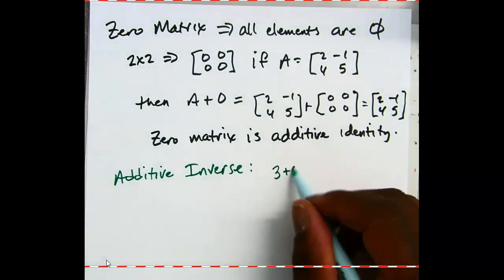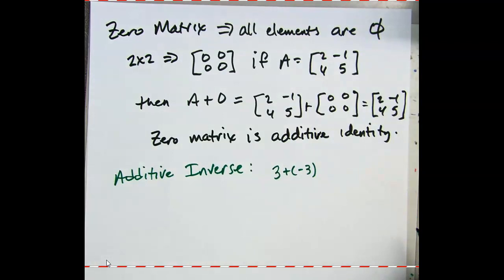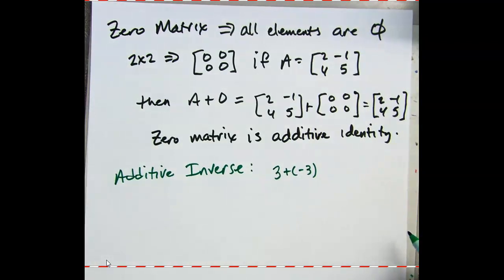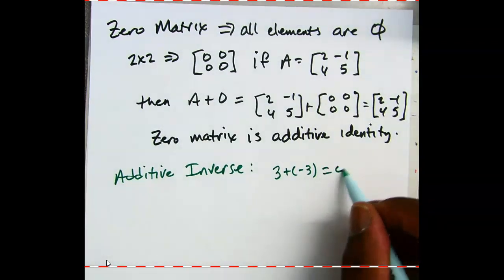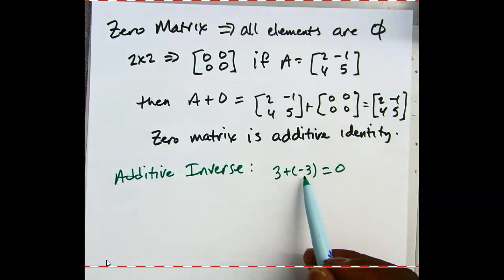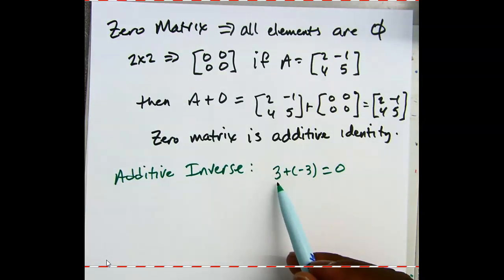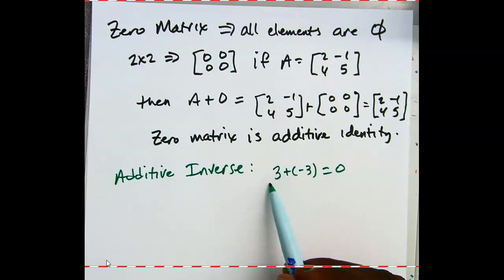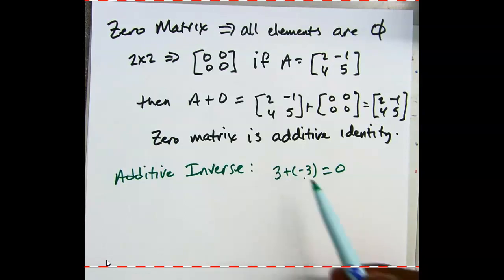What's 3 plus -3? 0. So -3 is the additive inverse of 3. And 3 is also the additive inverse of -3. So this works with matrices as well.